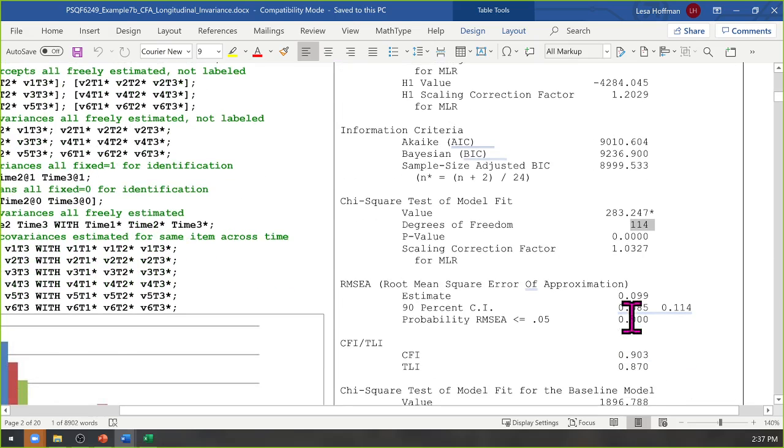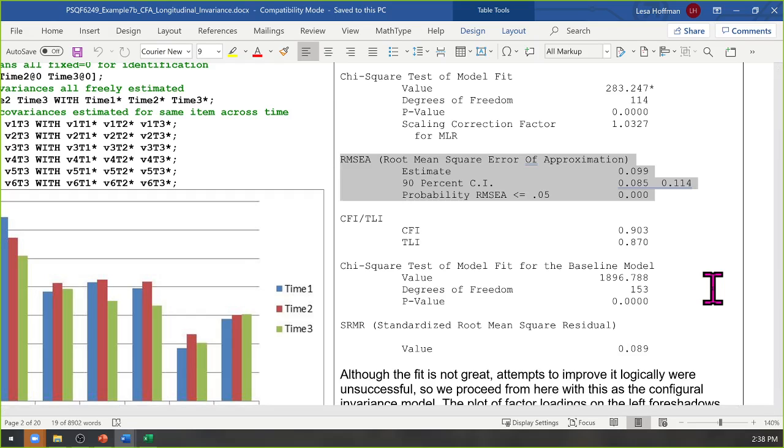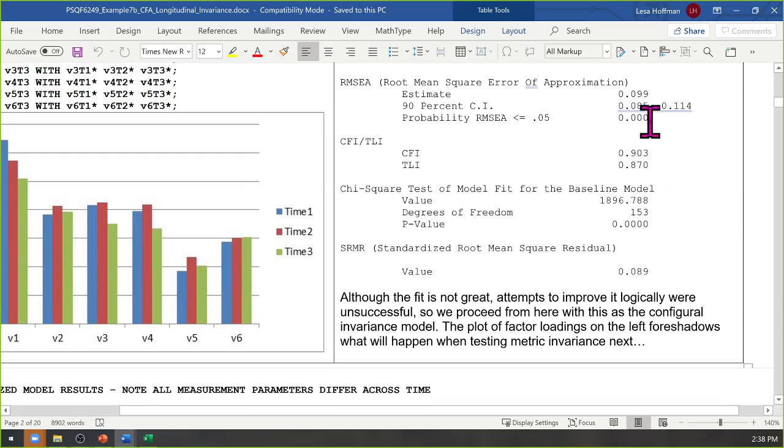If I go down to the rest of the fit statistics, RMSEA, thumbs up or thumbs down? RMSEA is 0.099. Yeah, not good enough. Bad. Correct. This p-value right here is telling me the RMSEA is not less than or equal to 0.05, so it's not even close fit.